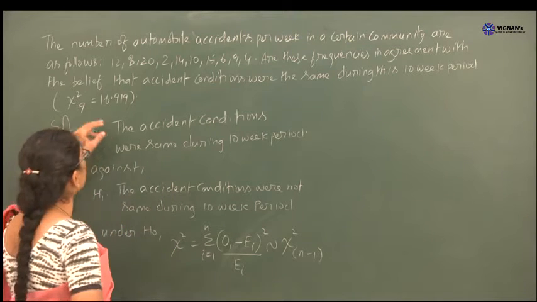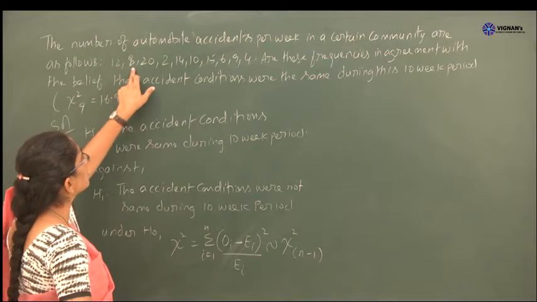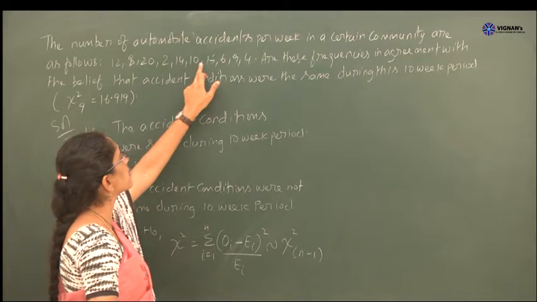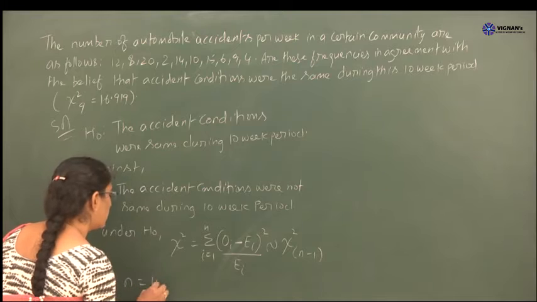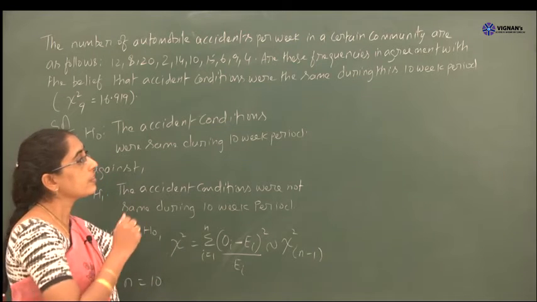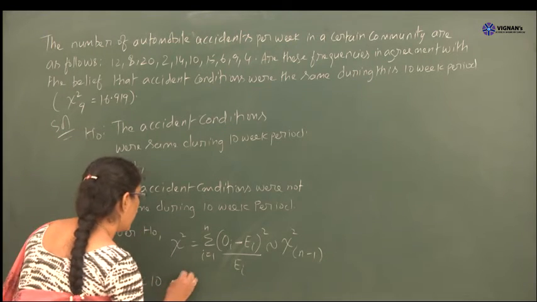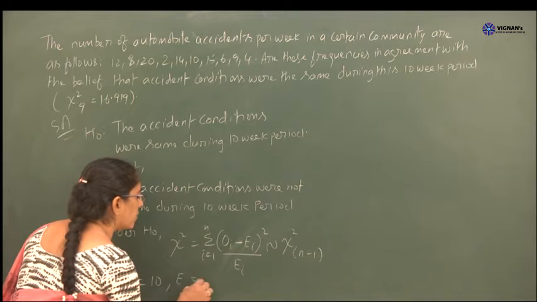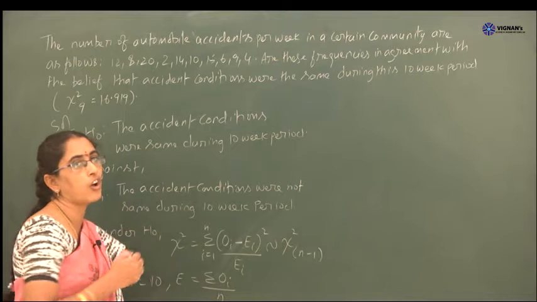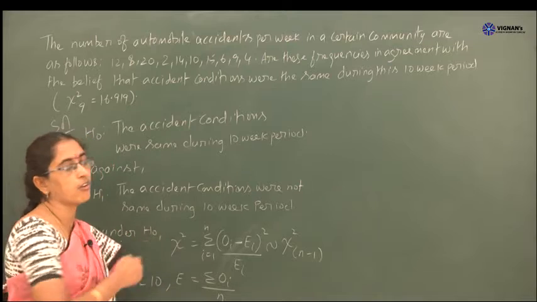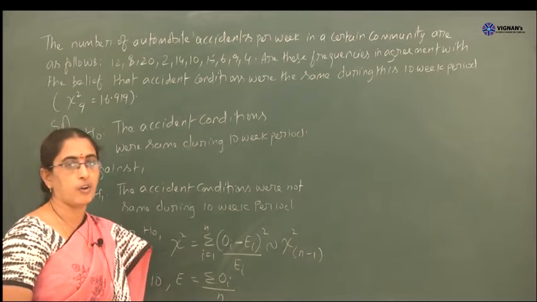Now here n is nothing but how many observations we have? 1, 2, 3, 4, 5, 6, 7, 8, 9, 10. So that means here n equal to 10. And the expected frequency formula is given by E equal to summation of observed frequencies by number of observations. Now for this also we have to make a tabular form here.